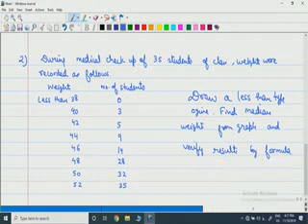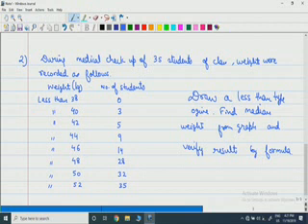So the question says, during the medical checkup of 35 students of a class, weights were recorded. The weights are given in the form of less than, like less than how many it is in kg. So the number of students with weight less than 38, less than 40, less than 42, less than 44, the values are given. These are nothing but the cumulative frequency.